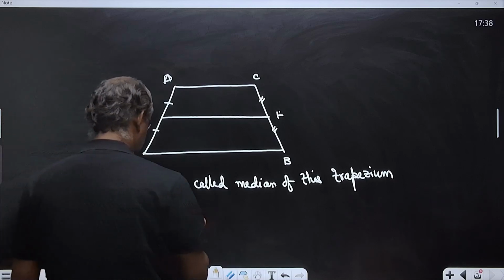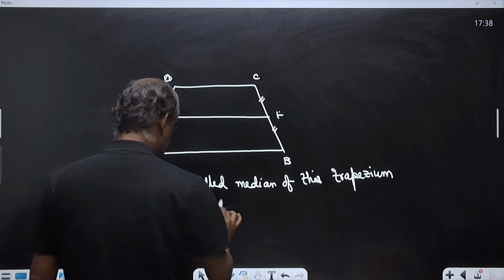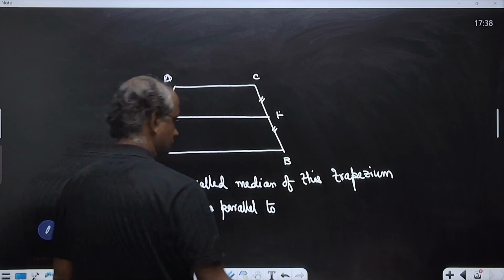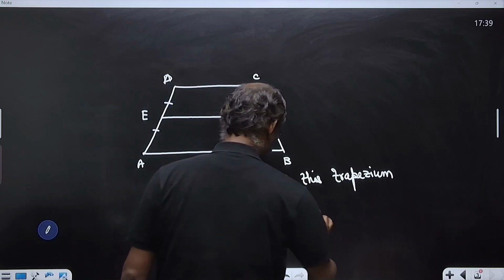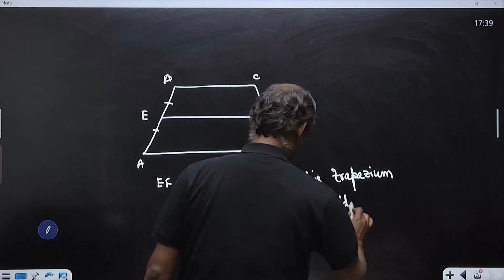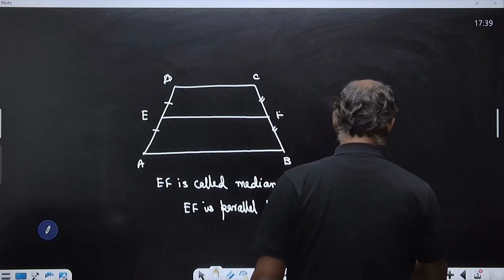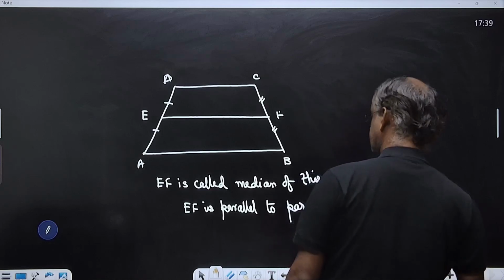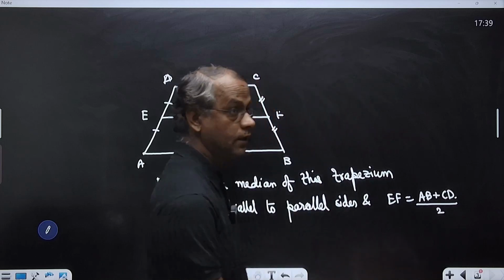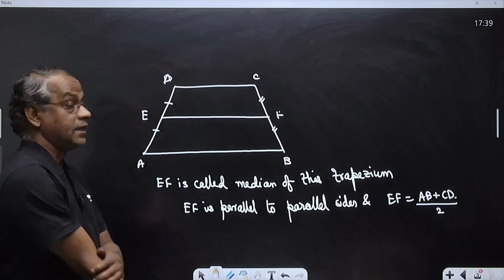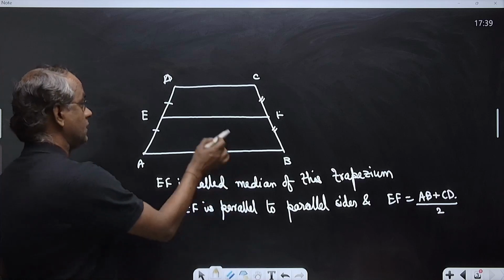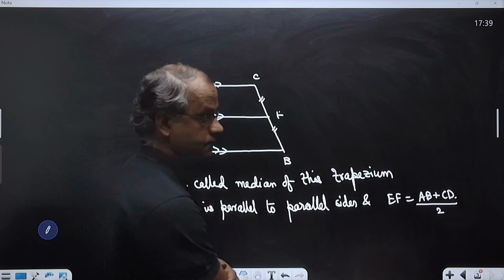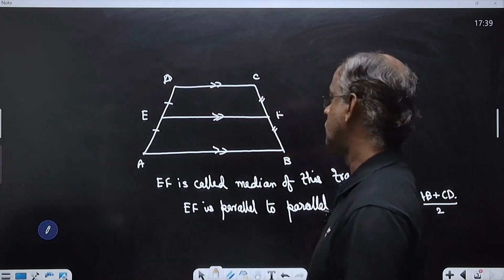Further, EF is parallel to the parallel sides and EF is half their sum. It is parallel to the parallel sides and equals half their sum. These are the parallel sides of a trapezium and this would be parallel to it. Okay.